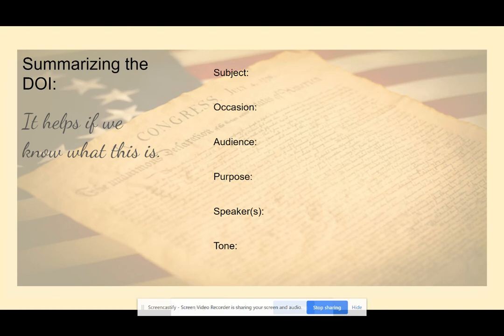Yes. So the purpose is to inform the king of the reasons of their separation from his monarchy, and also to persuade the people of the colonies to do this and why they need to do this. Okay, speaker or speakers. What do you know about the authors of this?